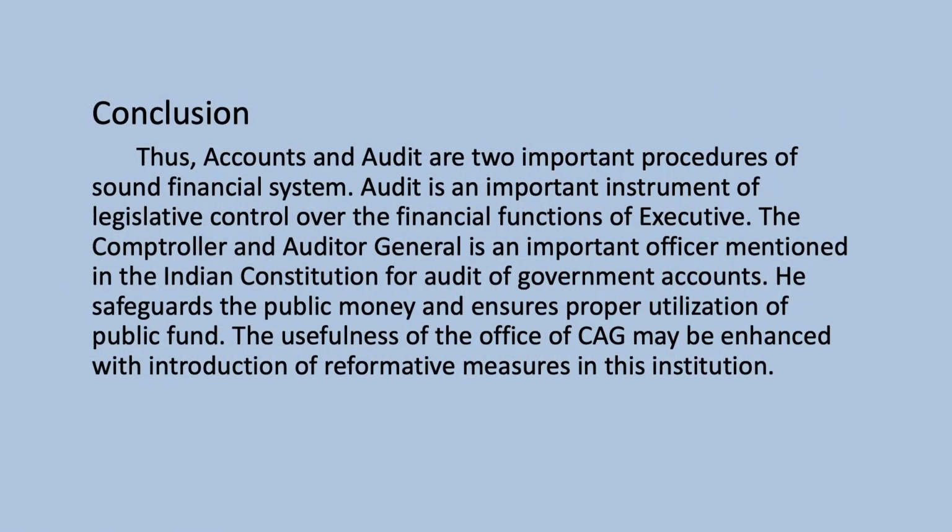Conclusion: thus, accounts and audit are two important procedures of a sound financial system. Audit is an important instrument of legislative control over the financial functions of the executive. The Comptroller and Auditor General is an important officer mentioned in the Indian Constitution for audit of government accounts. He safeguards the public money and ensures proper utilization of public funds. The usefulness of the office of CAG may be enhanced with the introduction of reformative measures in this institution.